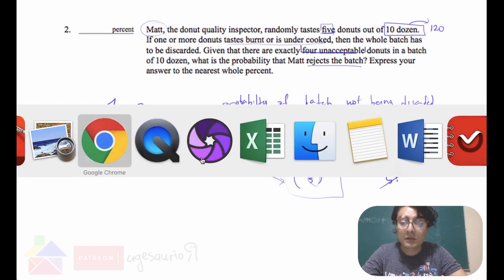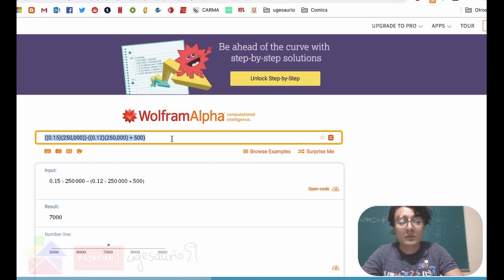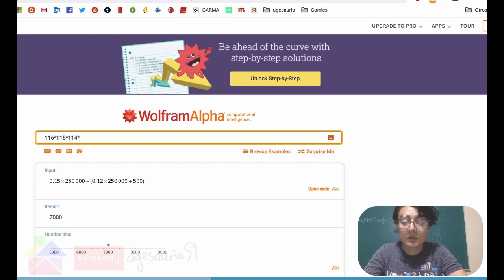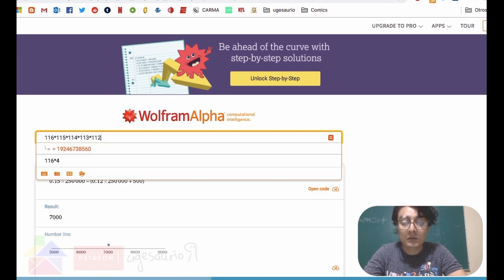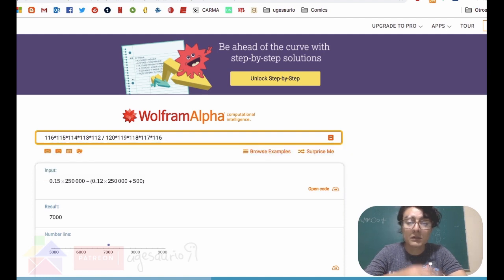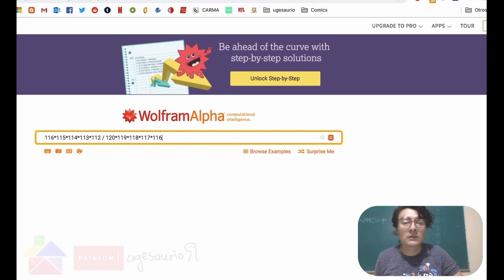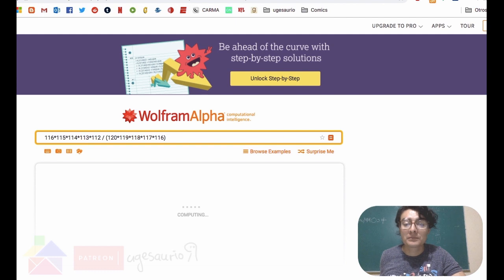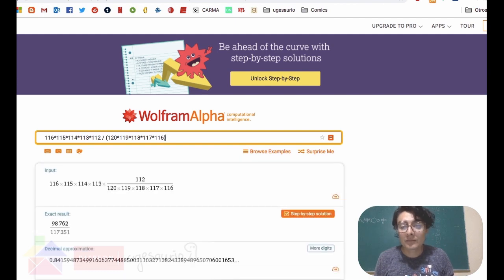So we're coming back to Wolfram. We want to ask now 116 times 115 times 114 times 113 times 112, divided by 120 times 119 times 118 times 117 times 116. Oh, 116 is not that important right here. Oh yeah, you see, that's the kind of thing you have to be careful about. Okay, so here it is.